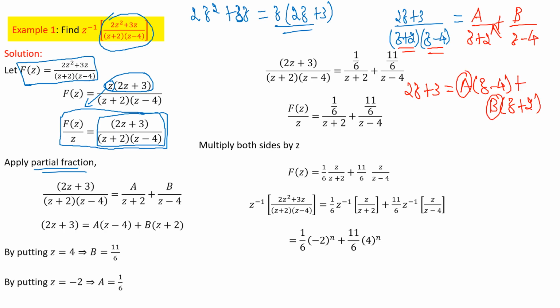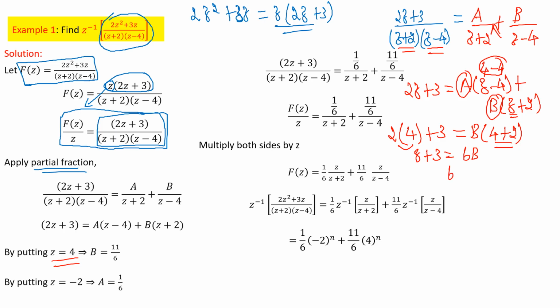For that, I am going to put z equal to 4. If I put z equal to 4, the left hand side becomes 2 times 4 plus 3, which is equal to, if I substitute 4 here, I will get 4 minus 4, that is going to be 0. So we have remaining B times z plus 2. Replace z by 4, I will get 4 plus 2. So 2 times 4 will be 8. 8 plus 3 equal to 4 plus 2, 6, so we have 6B. So I can say 6B equal to 8 plus 3, 11, or B equal to 11 by 6.